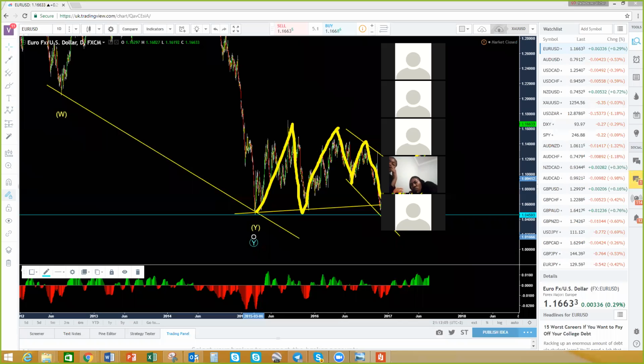So now here it looks like we are on an impulse up. The only thing that I'm waiting here for is for this to break to the downside. And if it does break to the downside, this will probably be a W and an X in the same degree, and then we go up. Because Euro US dollar already looks like it's on an uptrend.